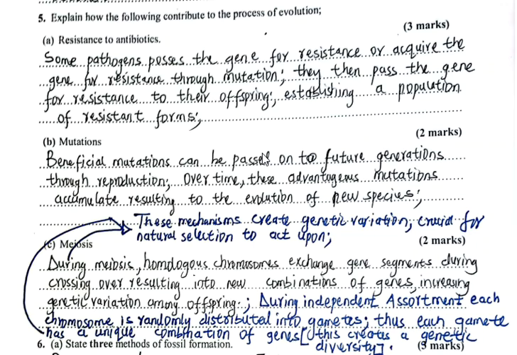Explain how the following could contribute to the process of evolution: resistance to antibiotics. In this case, some pathogens possess the gene for resistance or acquire the gene for resistance through mutation. They pass the gene for resistance to their offspring through reproduction, hence establishing a population of resistant forms.